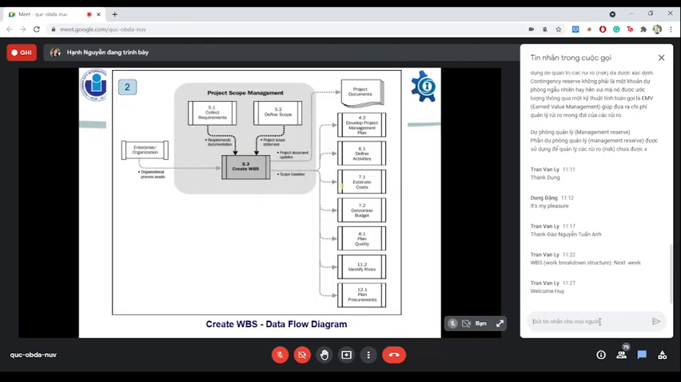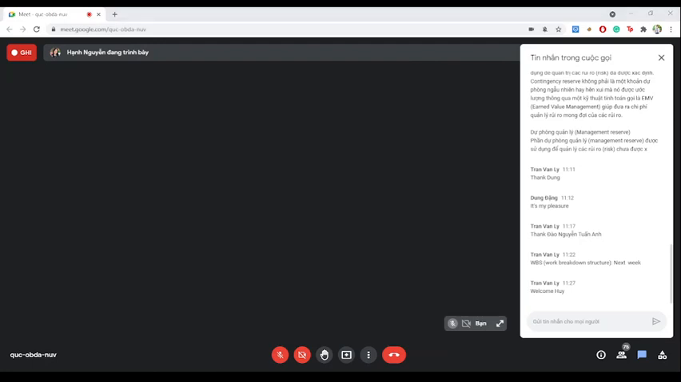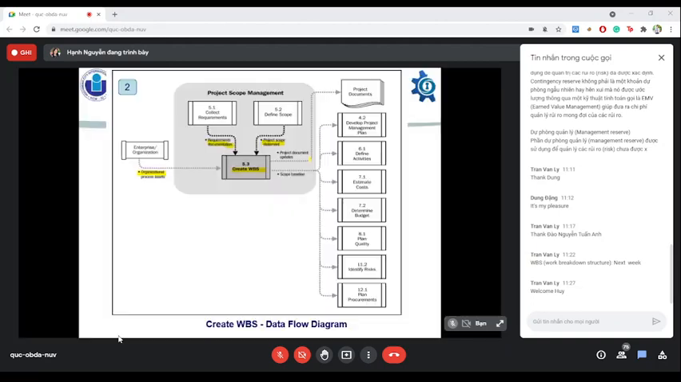And then we will create the WBS, which stands for work breakdown structure. That is the process of subdividing project deliverables and project work into smaller and more manageable components. As you can see, the inputs of the process include the project scope statement, requirements documentation, and the organizational process assets. The main outputs of this process are the work breakdown structure, the work breakdown structure dictionary, the scope baseline, and the last one is the project document updates.